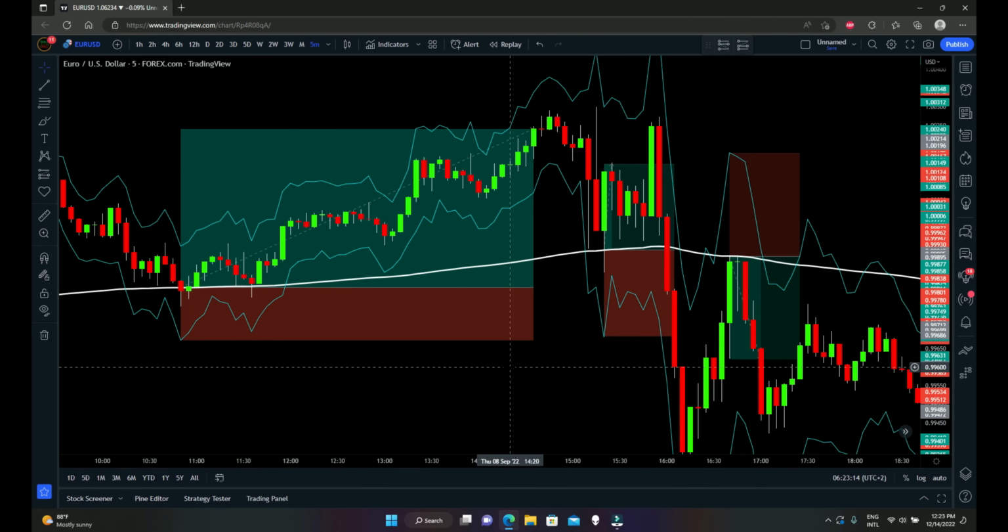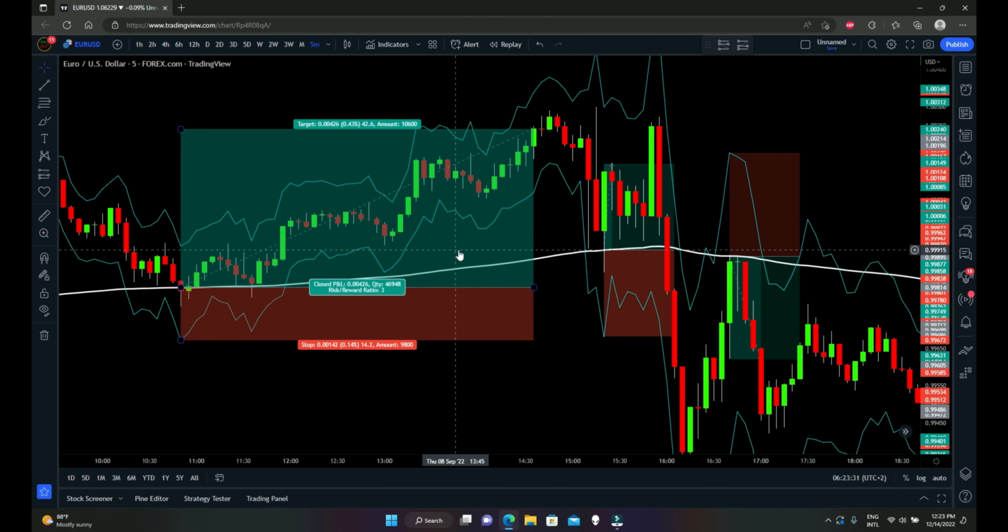Welcome to Trade Pro. In this video, I'm testing a 5-minute scalping strategy, but this time it's going to be moving the stop loss to break even once the price has gone in the trade's favor by 1 times the risk, and then still targeting a 1 to 3 risk to reward ratio.